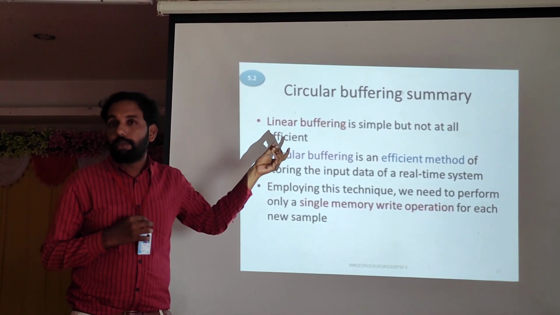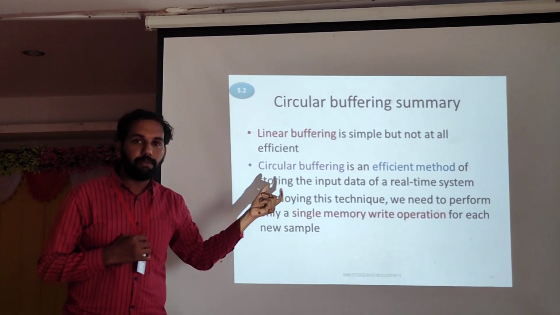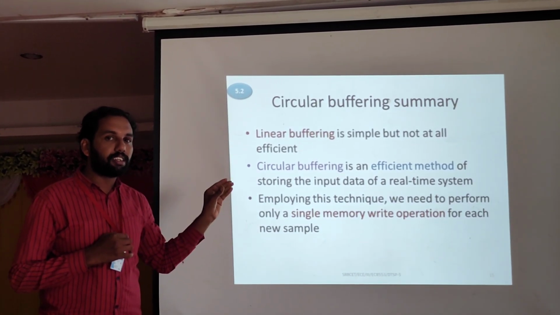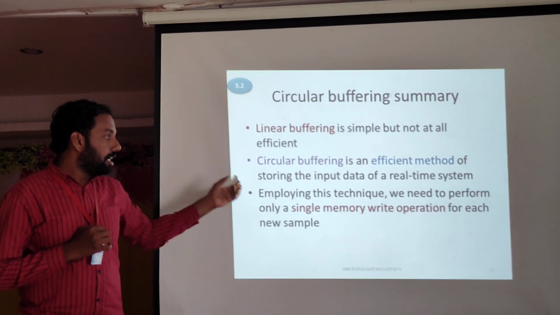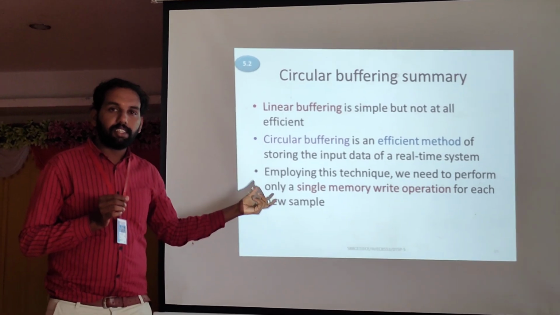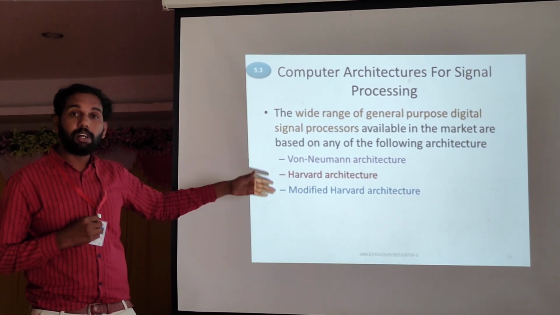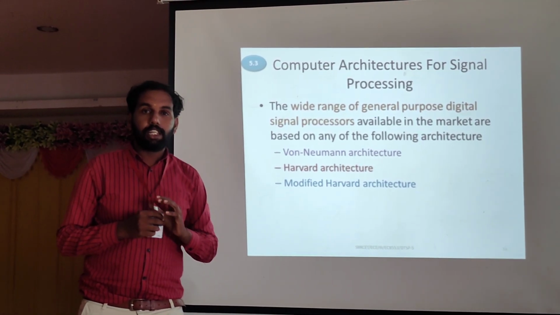Linear buffering is so simple, but it's not an efficient method. But circular buffering is an efficient method because of the hypothetical addressing of the circular memory. It uses a single memory read and write operation because of the hypothetical circular memory. Next we are using the von Neumann, Harvard and modified Harvard architecture.